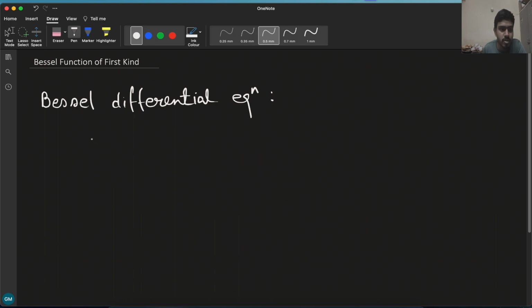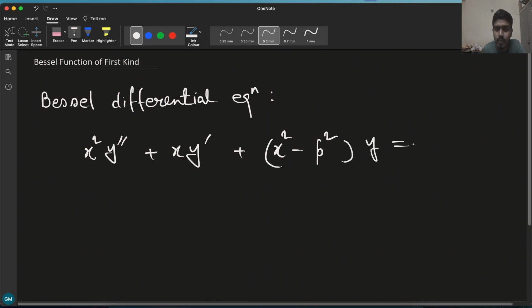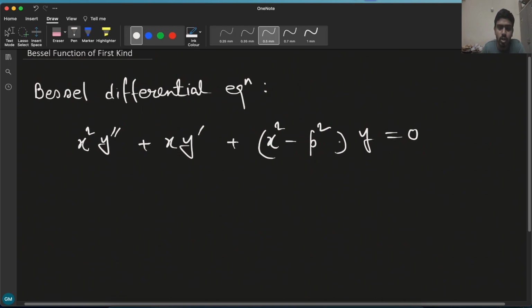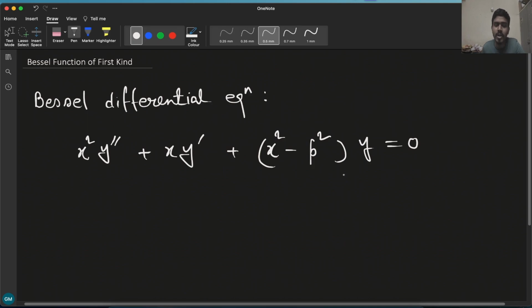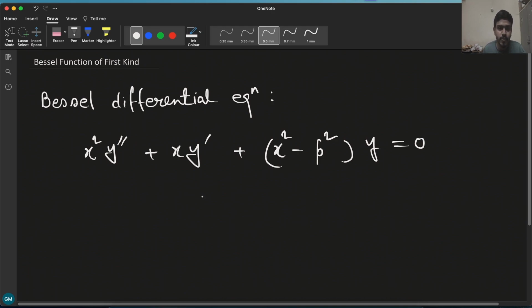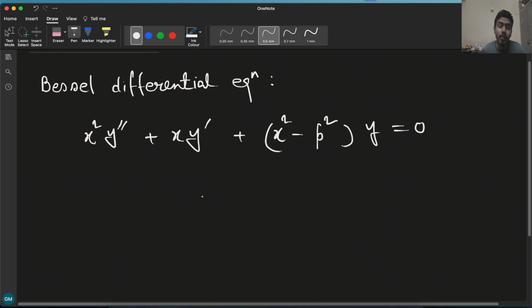The Bessel differential equation is written as x square y double dash, which is d2y dx2, plus x y dash plus (x square minus p square) times y equals to 0. So this is the Bessel differential equation, and the solution y depends upon this parameter p. So depending on the value of p, we will get different equations, and the solution will depend on the value of p.